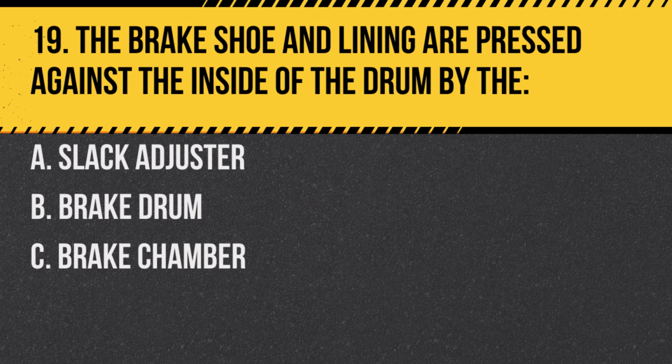Question 19. The brake shoe and lining are pressed against the inside of the drum by the A. Slack adjuster. B. Brake drum. C. Brake chamber. Answer. C. Brake chamber. When air enters the brake chamber, it pushes the brake shoe and lining against the drum.